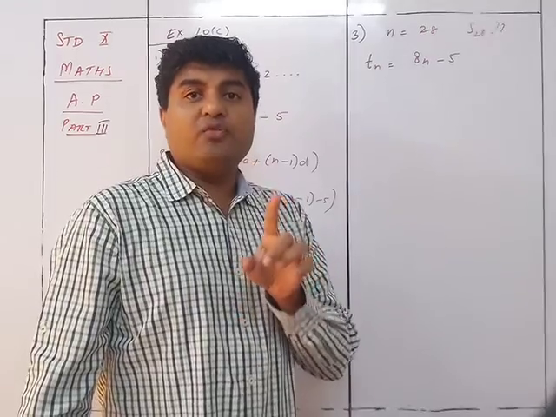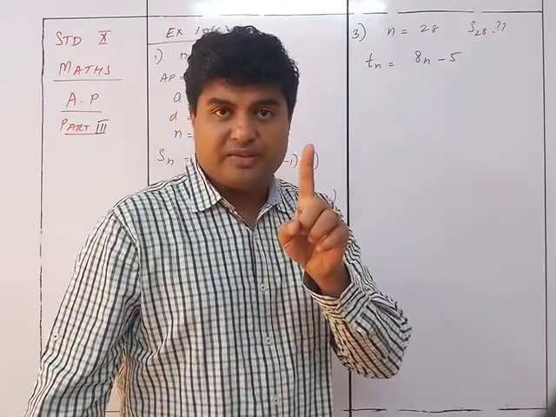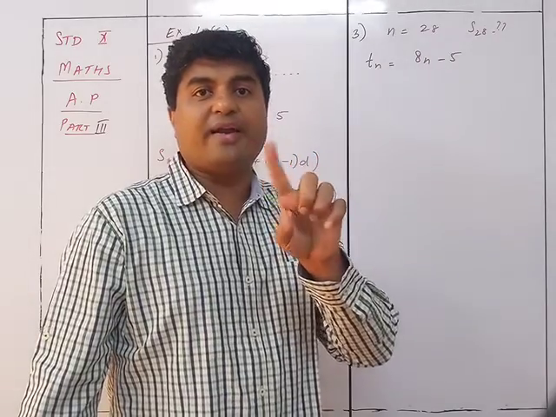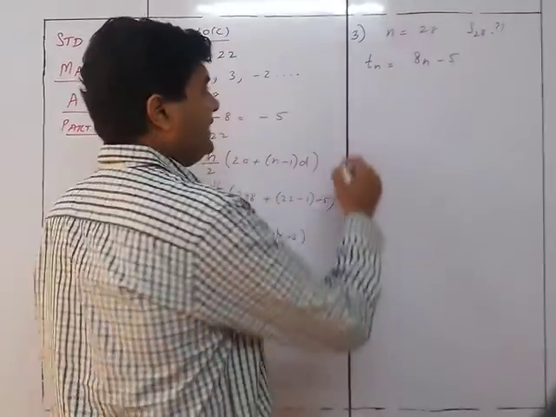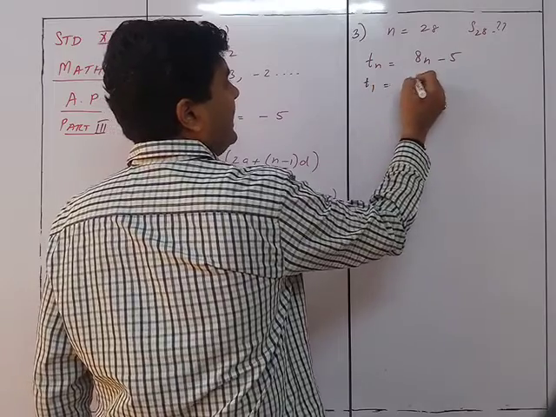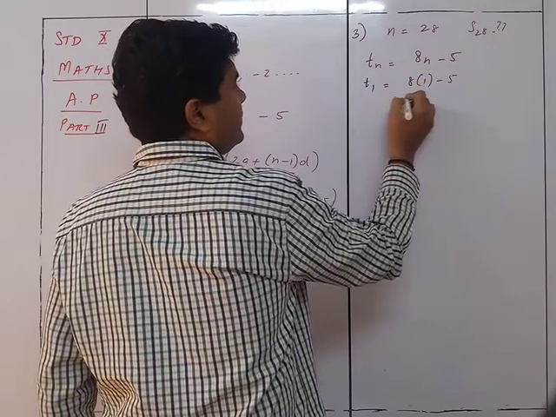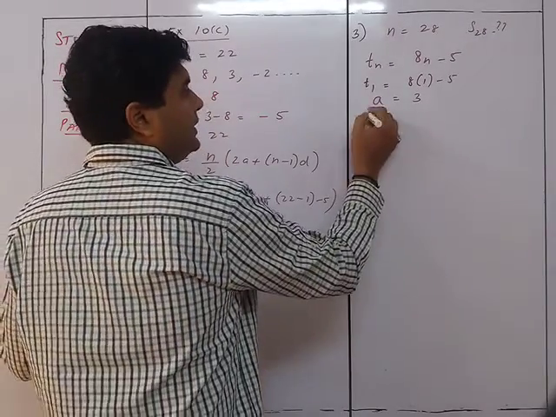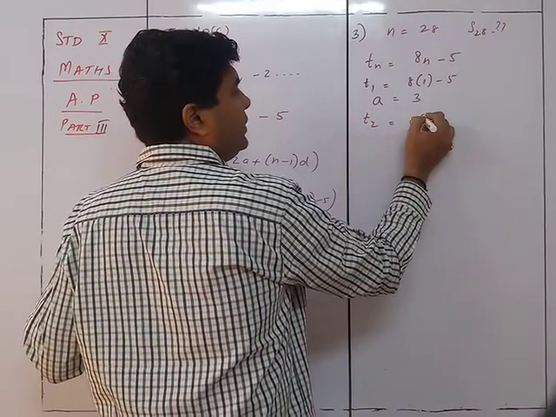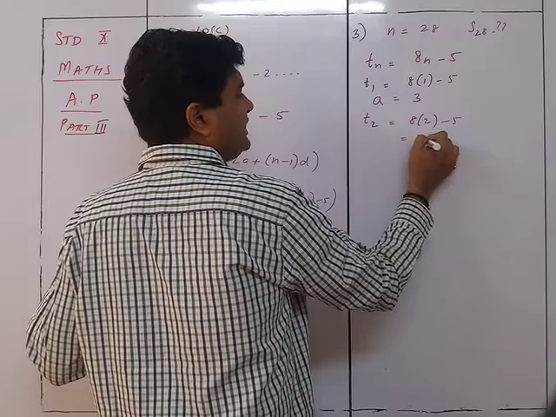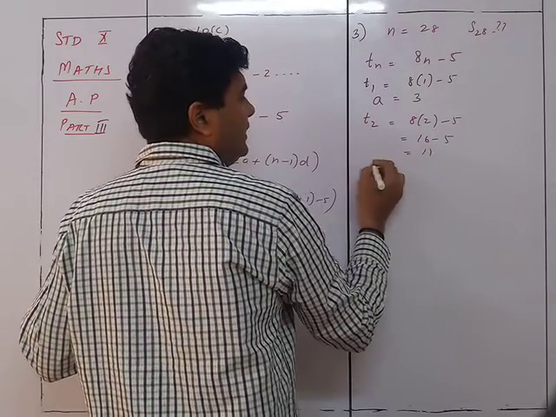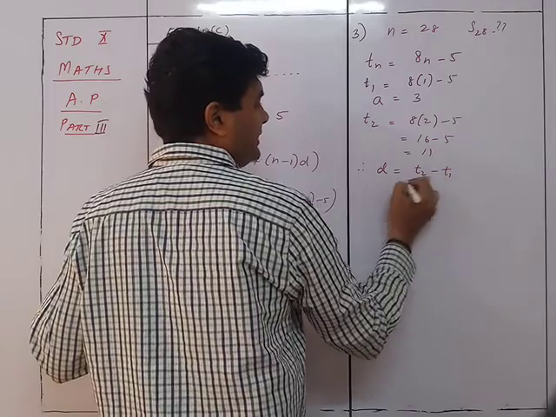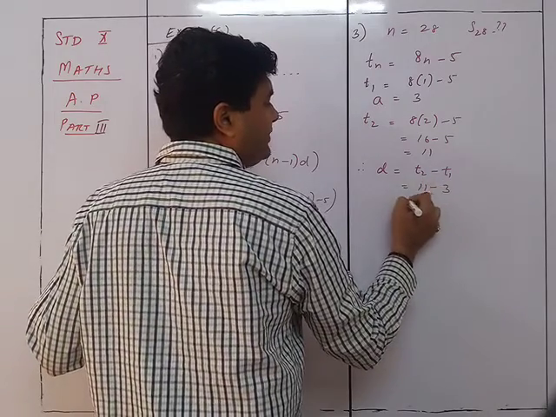So what we do is that we first find out the first term using the formula, the second term using the formula, and accordingly find out the d. So we see T1 will be 8 into 1 minus 5 is equals to 3. So A is equals to 3. T2 is equals to 8 into 2 minus 5 is equals to 16 minus 5 is equals to 11. Therefore, D is equals to T2 minus T1, that is 11 minus 3 is equals to 8.